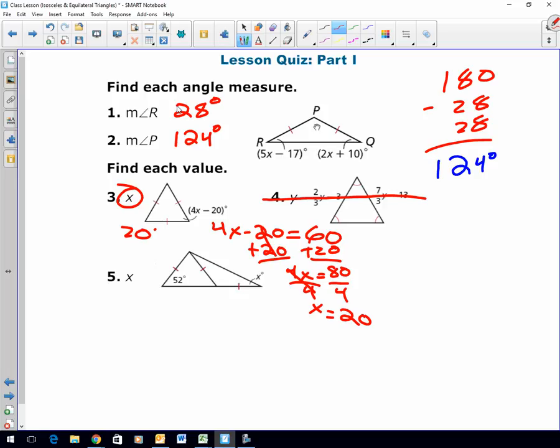Throw a little humble pie your way. All right. So what do I do here? What would x equal? 4 seconds. 3, 2, 1. What do you get for number 5?